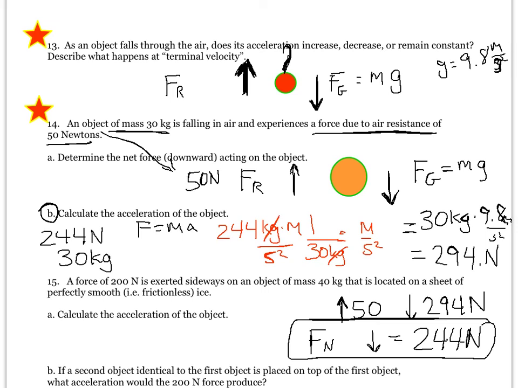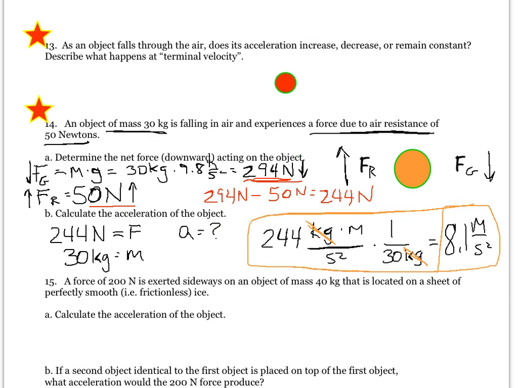And my final answer is going to be 244 over 30 meters per second squared, which if I do the math, 244 divided by 30, I'm talking to my calculator right now, is 8.1 meters per second squared. Let's circle that, or square it, box it in. Whew! Lots of work there. I hope you were able to follow through.